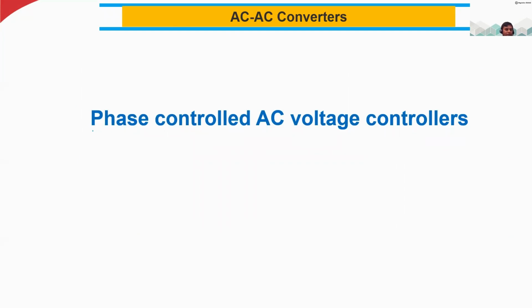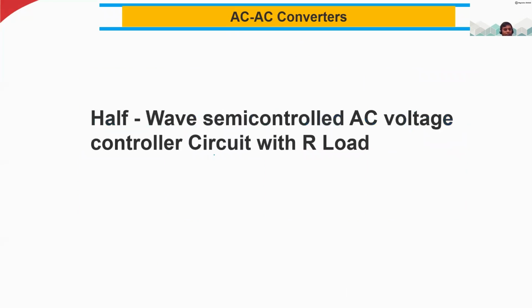There are two major types. The first one is called phase controlled AC voltage controllers. So now we will start with the phase controlled. The first one in the phase controlled is the half wave semi-controlled AC voltage controller circuit with resistive load.